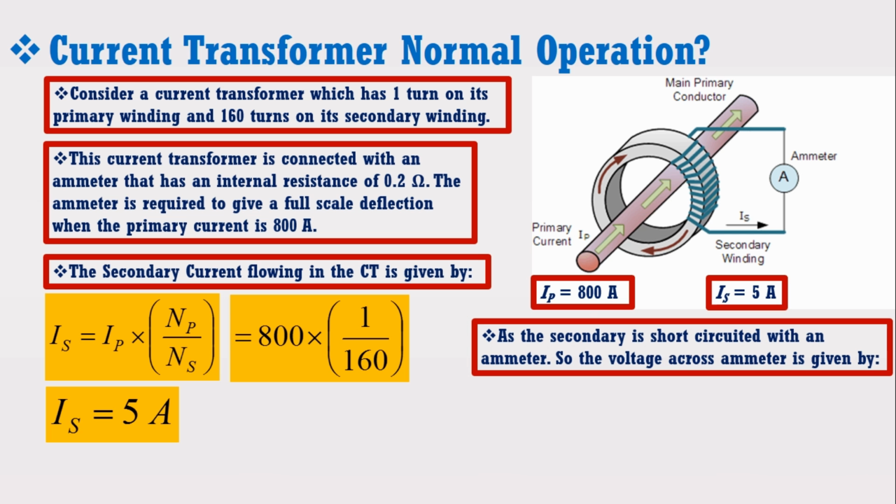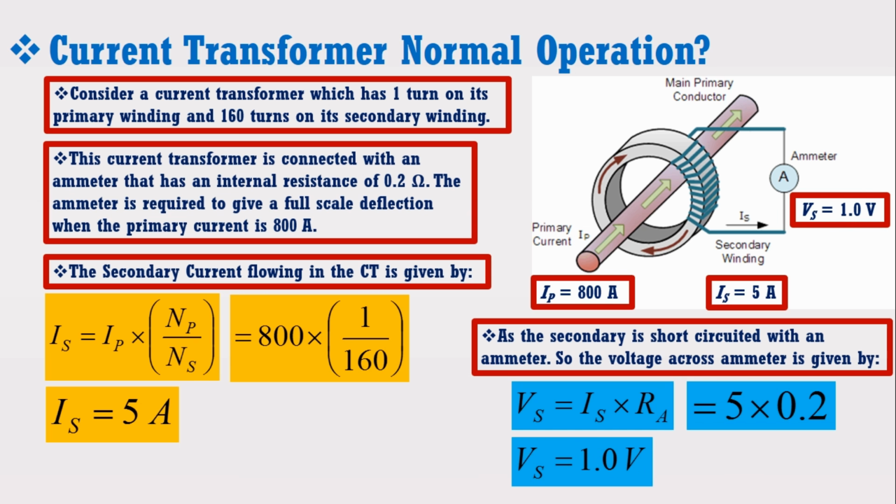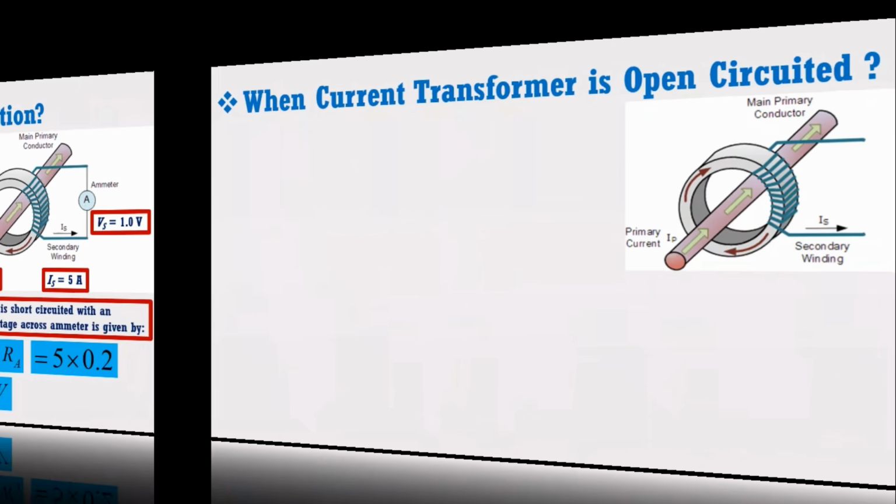Therefore the voltage drop across ammeter is given by the formula Vs = Is × Ra. By putting the values of secondary current and ammeter resistance, it is observed that voltage drop across ammeter is 1 volt. This is the normal case in which all values of current and voltage are within acceptable range.